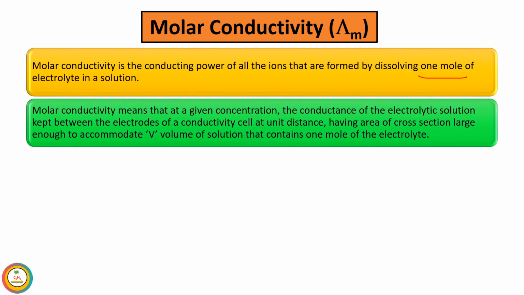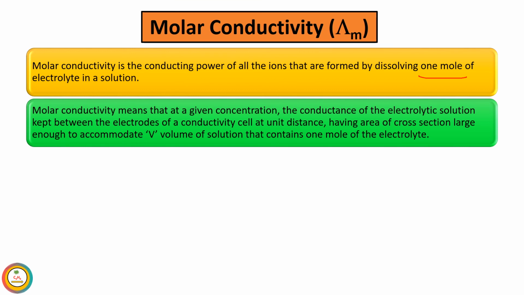Another definition for the molar conductivity: at a given concentration, the conductance of the electrolytic solution kept between the electrodes of a conductivity cell at unit distance. We place those electrodes 1 meter or 1 centimeter apart, having an area of cross section large enough to accommodate V volume of the solution that contains 1 mole of the electrolyte, is known as molar conductivity.